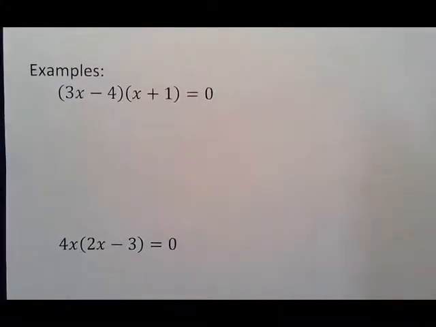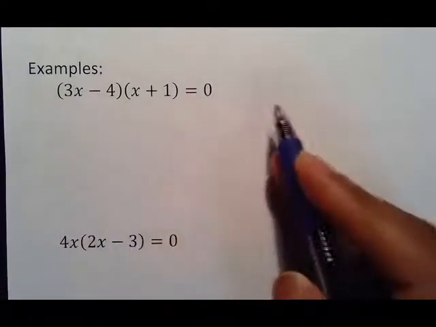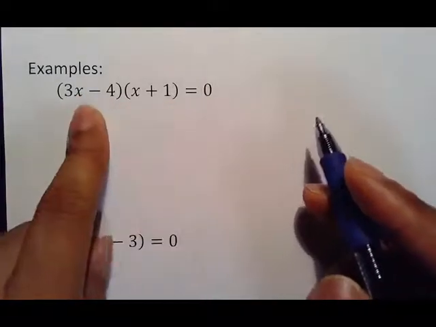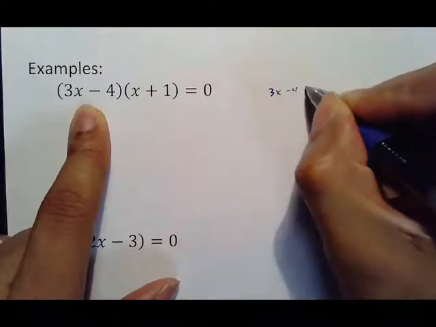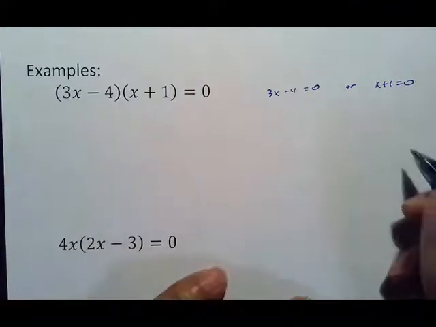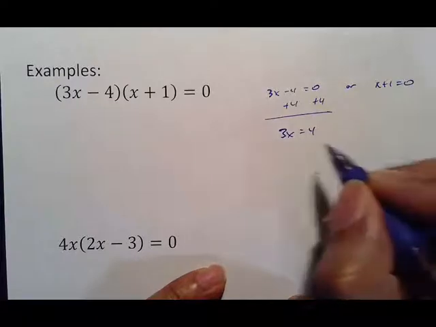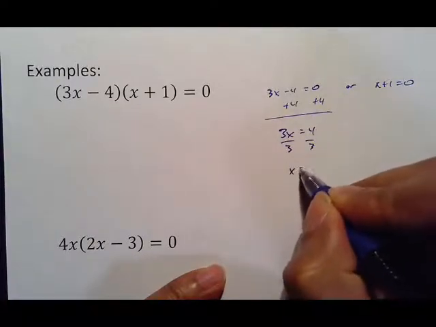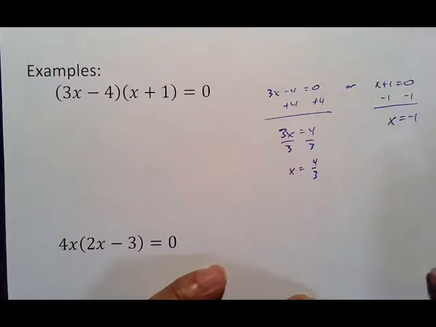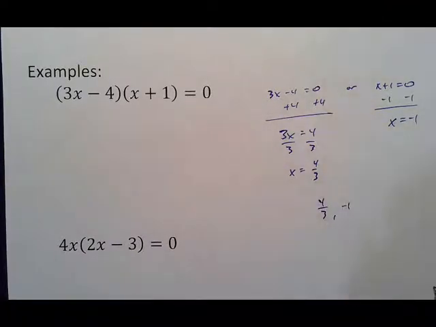So real quick examples on what you'll see on the computer. Again, you'll see a problem like this, and what you want to do is make sure you understand this is already set up for you. It's already set equal to 0, so you'll have 3x minus 4 equals 0, or x plus 1 equals 0. You will then solve using the algebraic skills that we should already have. So 3x equals 4, divide by 3, and x is equal to 4/3. Here, subtract 1, and x equals -1. And so you would type 4/3, comma, -1 is your answer.